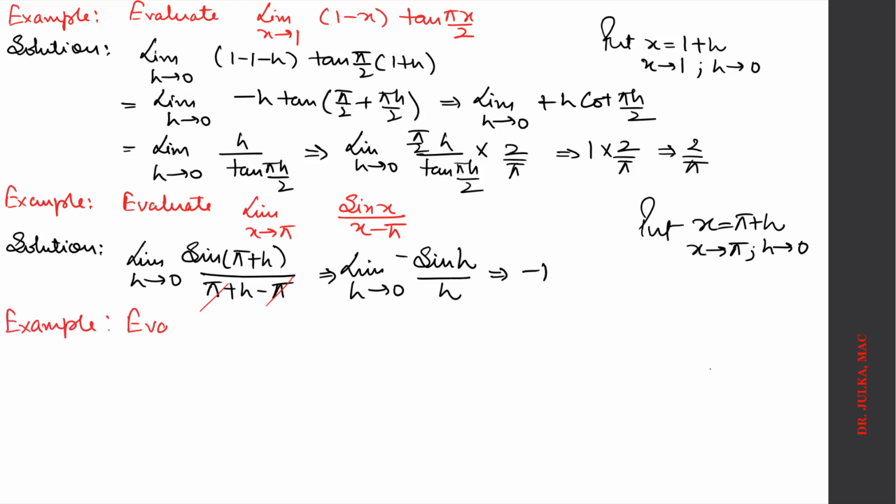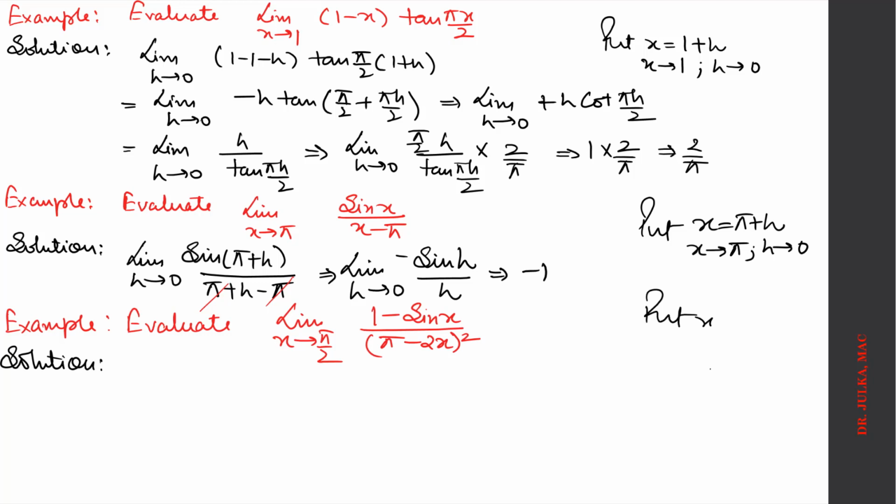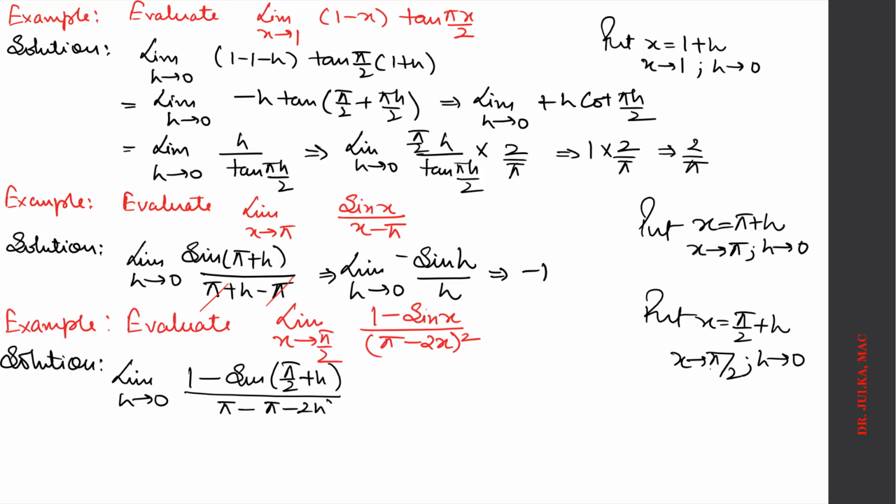Next example. Limit x tends to pi by 2, (1 minus sin x) whole divided by (pi minus 2x) whole square. Put x equals to pi by 2 plus h. X tends to pi by 2, so h tends to 0. Limit h tends to 0, replace x by pi by 2 plus h. In the denominator we will get (pi minus 2h) whole square. Sin(90 plus theta) is cos theta. So we have (1 minus cos h) upon 4h square.